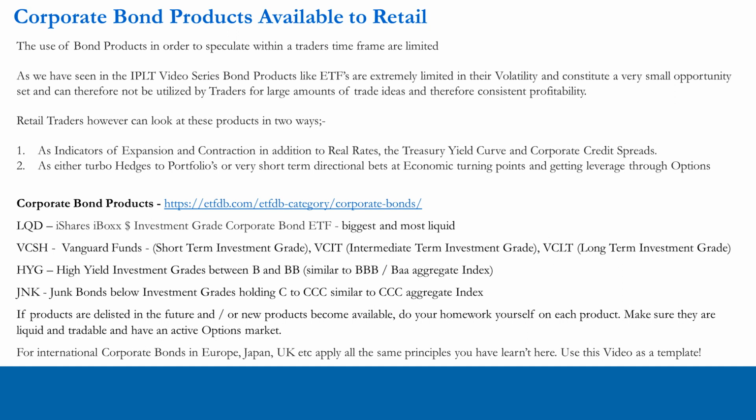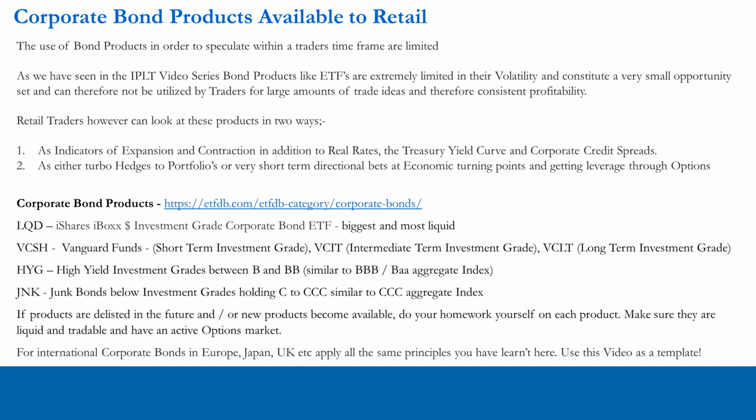In addition to what we learned in the previous video, in addition to real rates and the Treasury yield curve, and what we've covered in this video, corporate credit spreads. But they could also be used potentially as turbo hedges to portfolios, or just very short-term directional bets on economic turning points, getting leverage through options. Now, we've listed some corporate bond products that are tradable for retail traders at the time of recording. If these products are delisted in the future, guys, or new products become available, please do your homework yourself on each of the products. Just make sure that they're liquid, they're tradable, and they have an active options market.